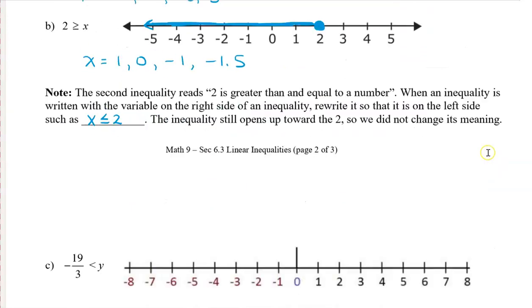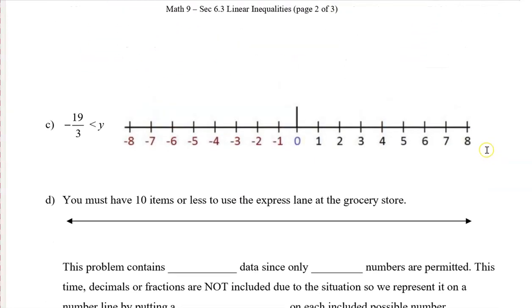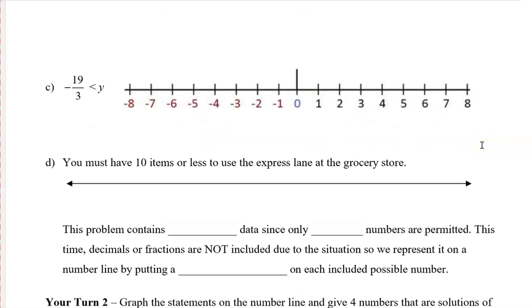All right, let's take a look at another one. So here we have a fraction. So we have negative 19 thirds is less than y. So I like to have my variable on my left side. So I'm going to rewrite this as y is greater than negative 19 over 3.